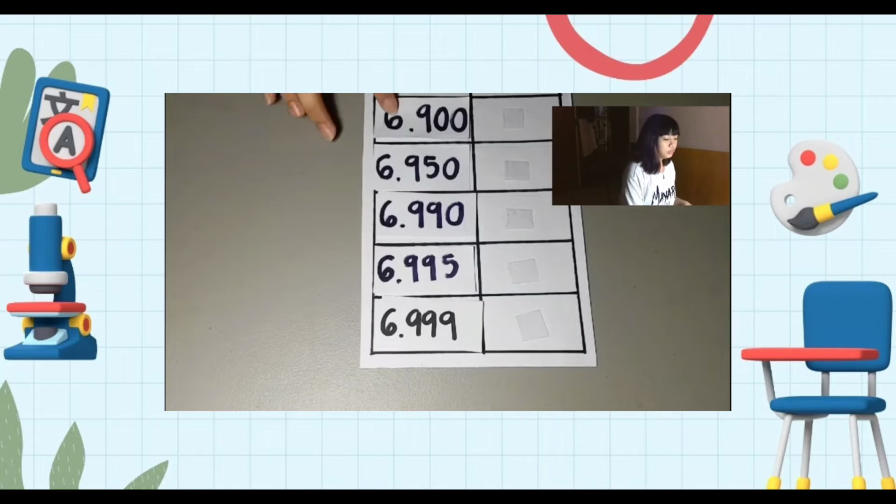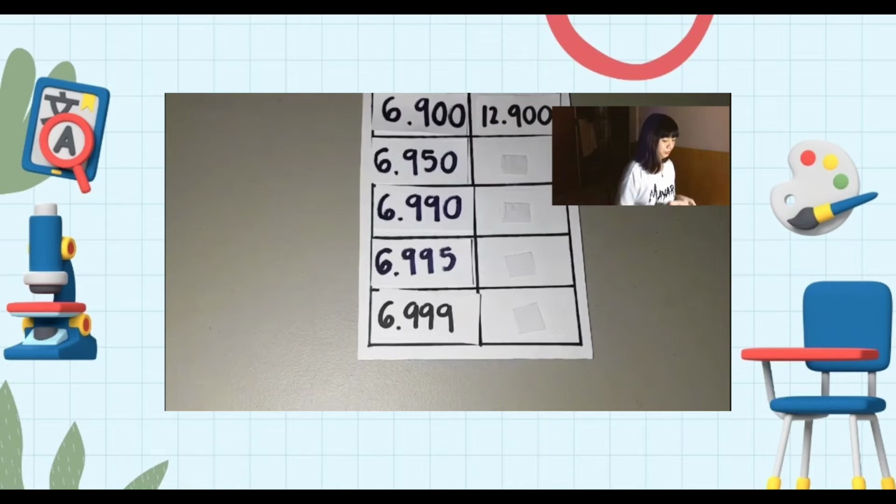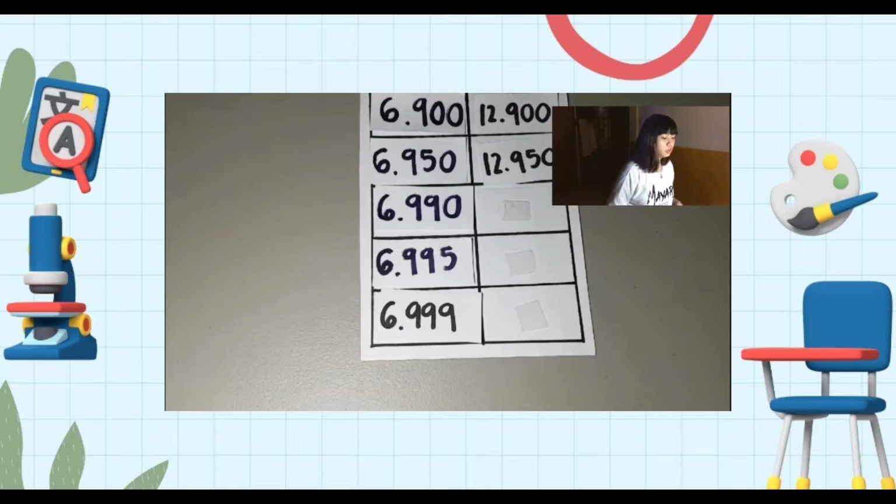And the values that we've input here, we are just going to substitute into the x of our original equation. So if we calculate 6.900 plus 6, we are going to have 12.900. And then if we calculate 6.950 plus 6, we are going to have 12.950. Same goes for the other examples. We just need to substitute our value to the x. So here is our answer.